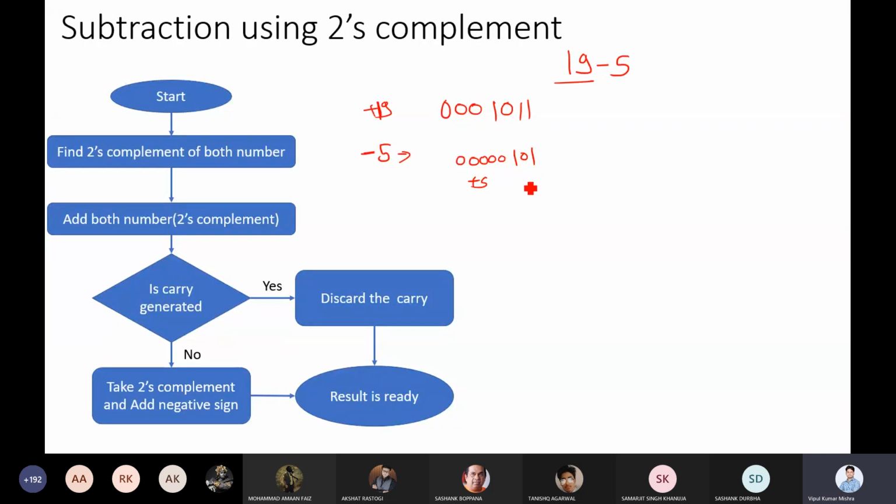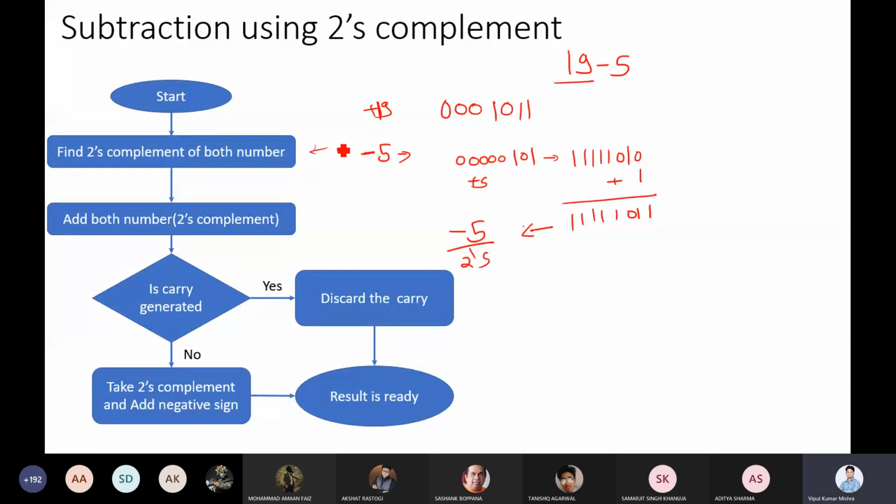But once you represent it into the ones complement, it will become 1 1 1 1. 19 representation is wrong. Right. Now you have to do plus 1 in short. So it will become 1 1 0 1 1 1 1 1. Right. This is the minus 5 in 2's complement.